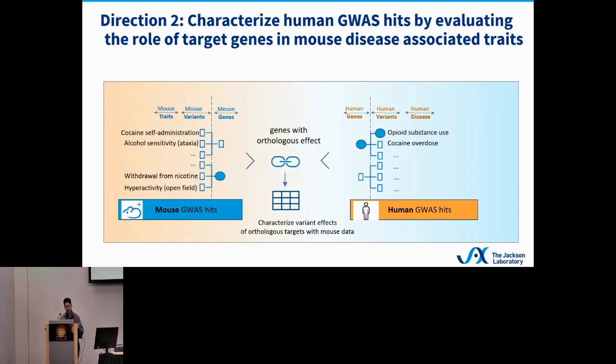So the direction two that I'm going to talk about is really, okay, let's say we have human GWAS on the right and we have mouse GWAS on the left. How do we find these shared effects? And then can we characterize those variants and those genes that have orthologous targets? And so that's the idea here. So here on the left, we have lots of addiction-related data in the mouse, and then also addiction-related data in the human.